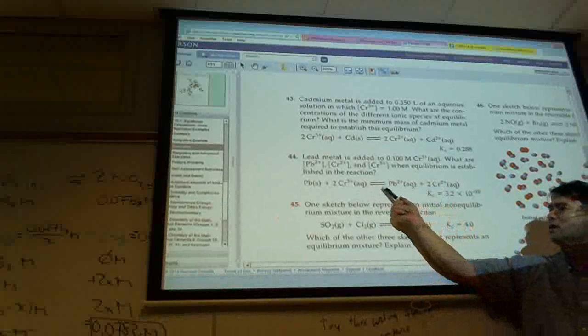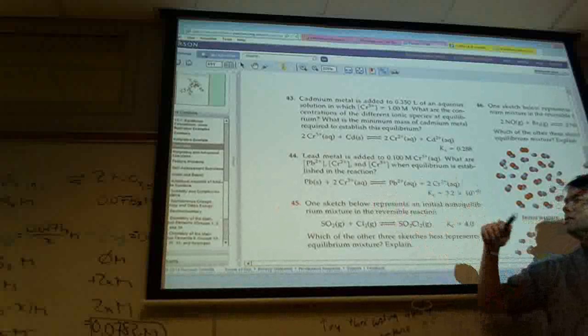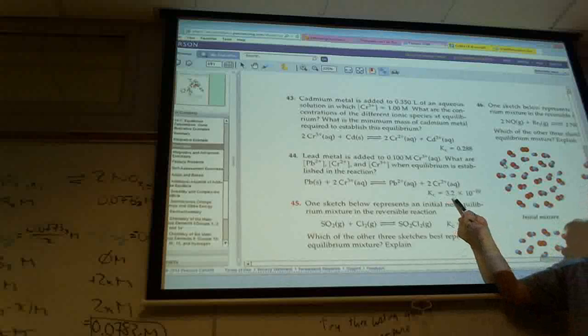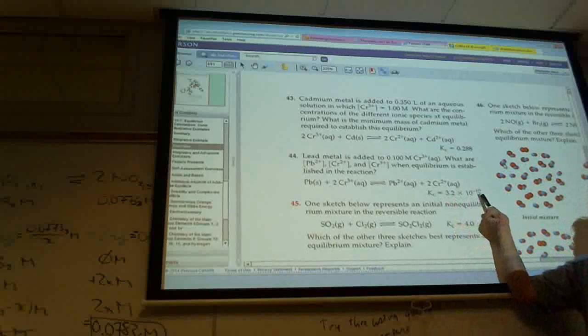Lead 2. And so chromium 3 versus lead 2, is there a clear winner? Is one clearly stronger than the other? Now take a look at the Kc. The Kc is 10 to the minus 10.